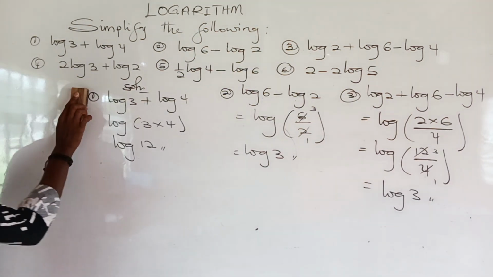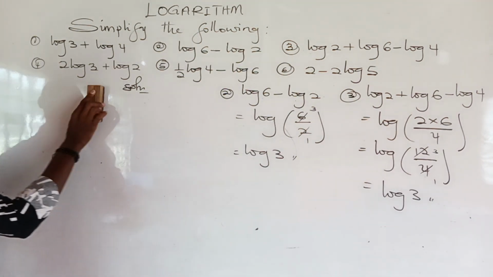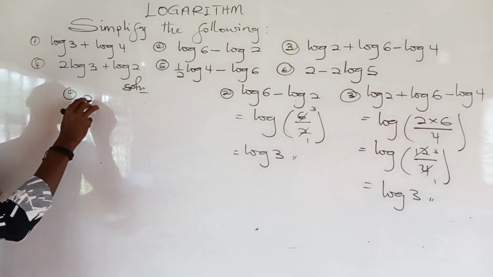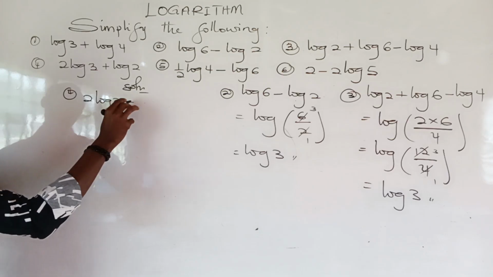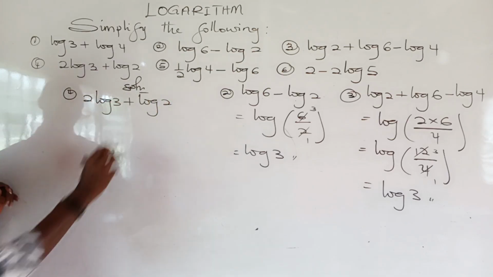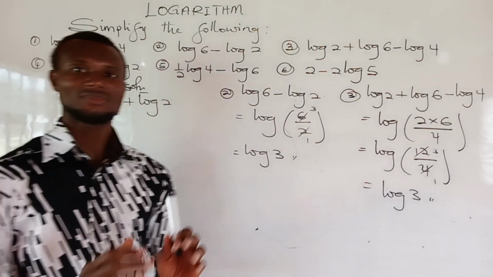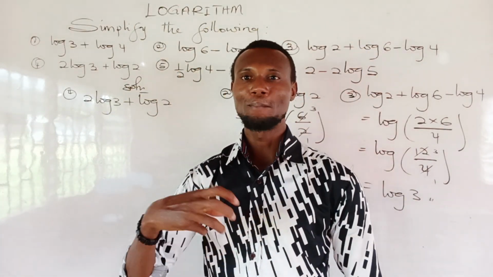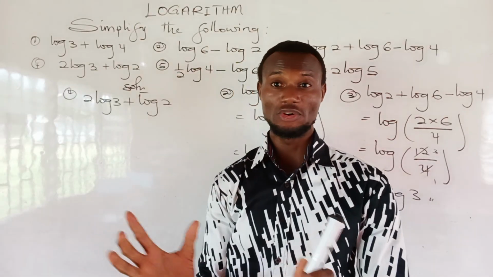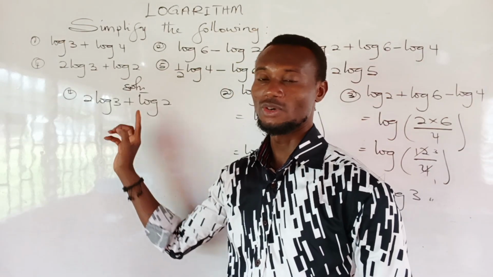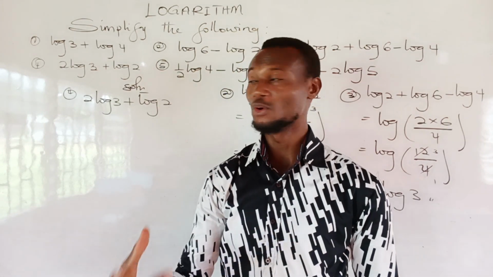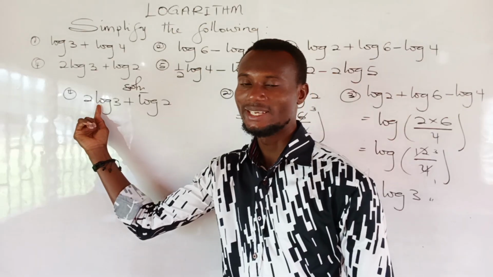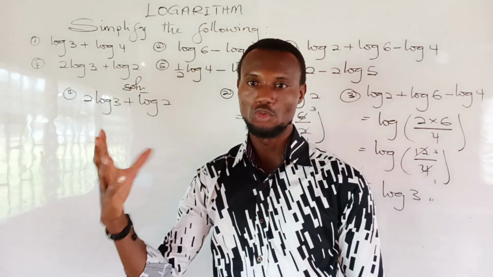So let me clean this from here and let's do the example 4 together. So the example 4, I have 2 log 3 plus log 2. So now, in this question, we are going to apply both the power rule and also the product rule. I'm seeing addition here, so it means you are going to apply the product rule. And also, because I have a number which is a coefficient to the log here, it means that you are going to apply the power rule as well.